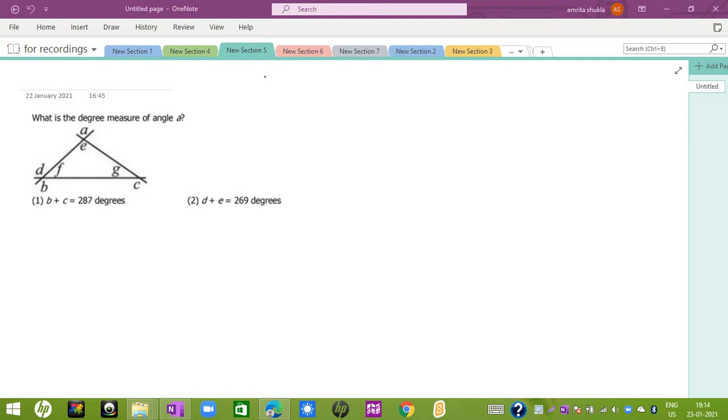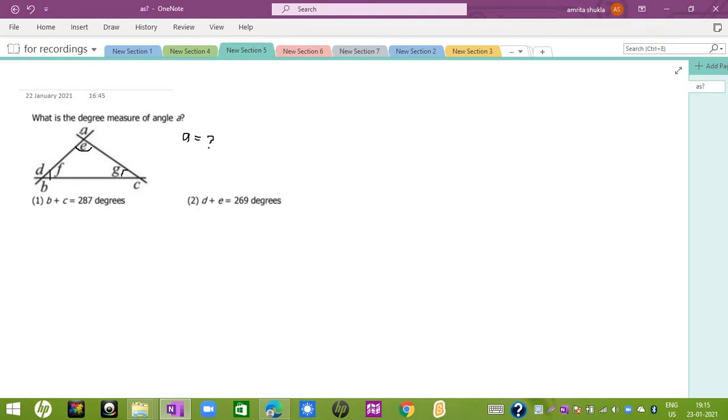So dear friends, I have a geometry problem or data sufficiency question. In this question, as you can see, there is a triangle and different angles of that triangle are given in terms of variables. So this is angle G, this is angle F, this is angle E. Similarly this is angle C, this is angle B, this is A, and this is T. And you have to find the degree measure of angle A.